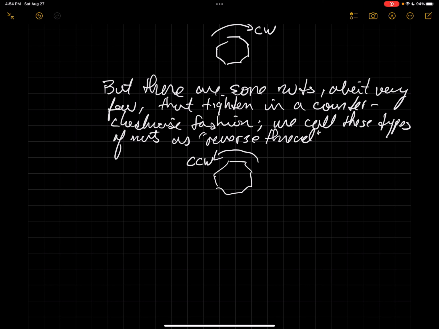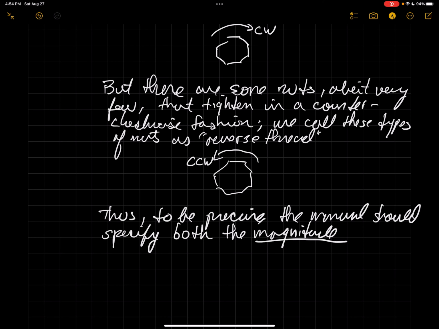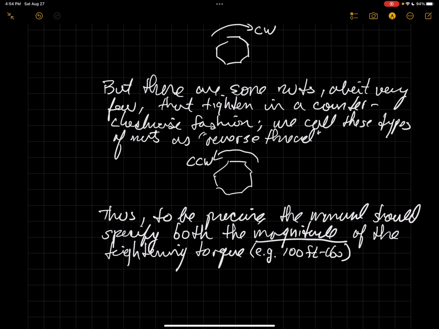So to be precise, in order for the car manual to be precise, the manual should specify both the magnitude of the tightening torque, so in our example, this would be the 100 foot-pounds number that we used, but also the direction.